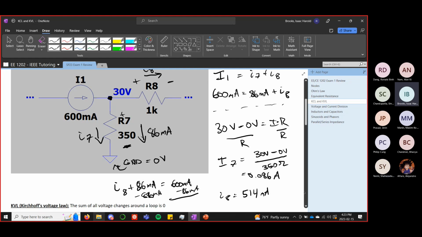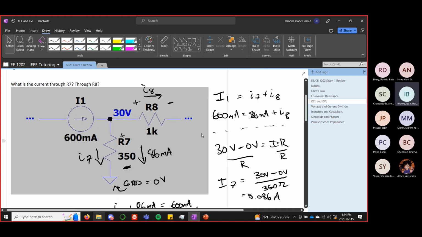And then from there, maybe they'll ask you what's the power being dissipated by R7. But if you know the current and you know the resistance, then you can use which equation? I squared R, for current and resistance. And again, you could use the voltage drop because we know the voltage drop is 30. So there's multiple ways you could do it, but this is KCL.